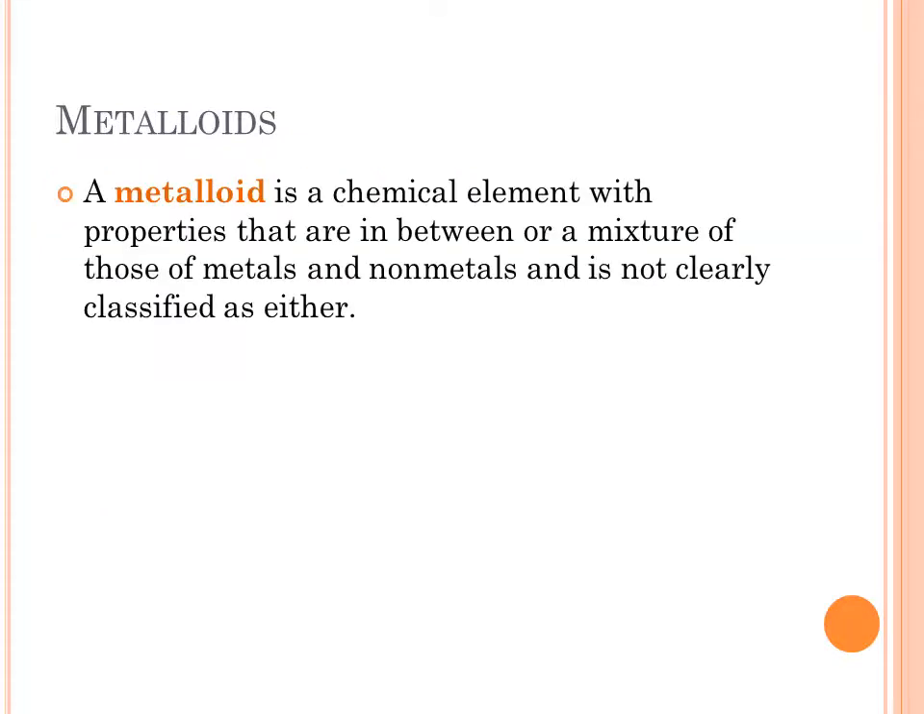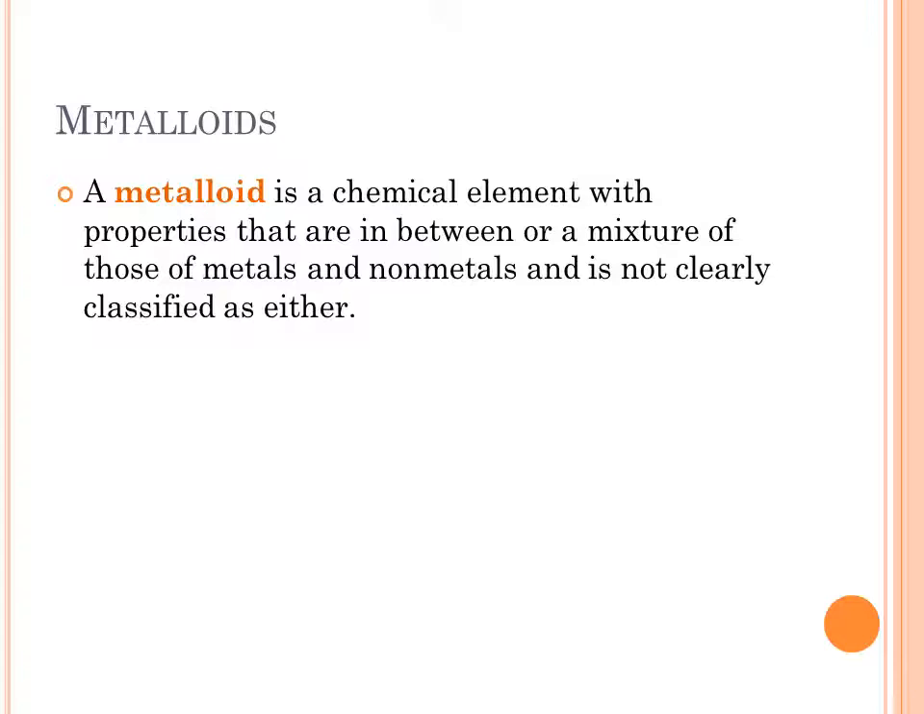The metalloids are elements with properties that are somewhere in between, or a mixture of those metals and nonmetals, and cannot be clearly classified as either one. It might conduct electricity, but maybe not as well as a metal, for example. Metals tend to be malleable. You can hammer them out to a sheet or draw them ductile into a wire, where nonmetals tend to be brittle. Maybe the metalloid has properties somewhere between there.